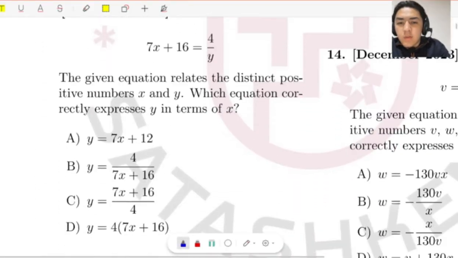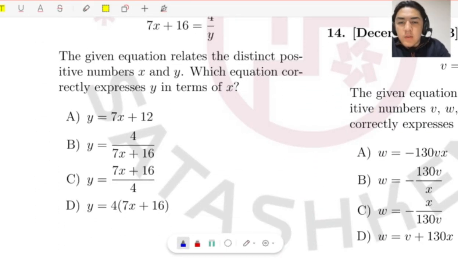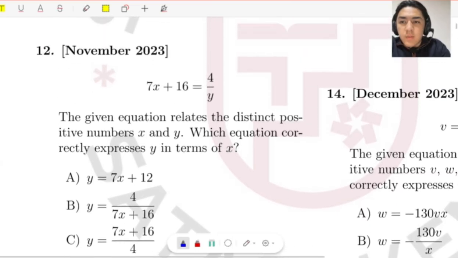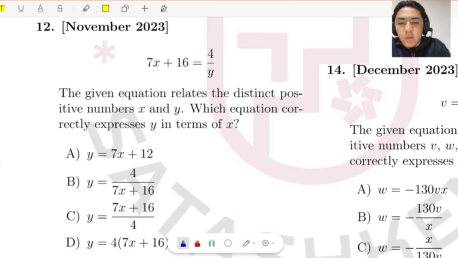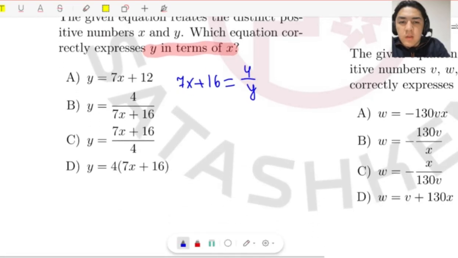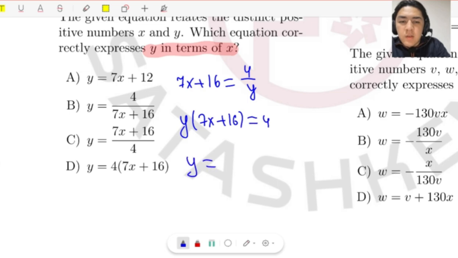Question number 12. Which equation correctly expresses y in terms of x? We have to find y. Let's find it. So 7x plus 16 equals 4 over y. Then if I multiply by y, I get 4. Now I can divide by the stuff that is multiplied by y. And I have found it, so the answer is going to be B.